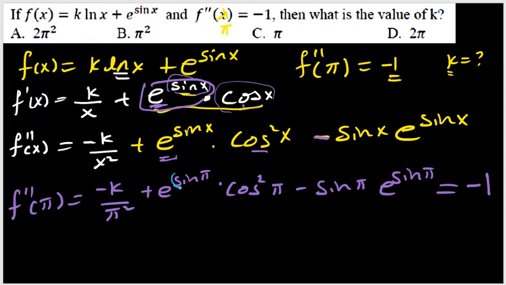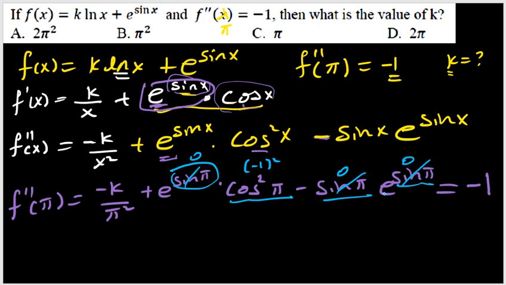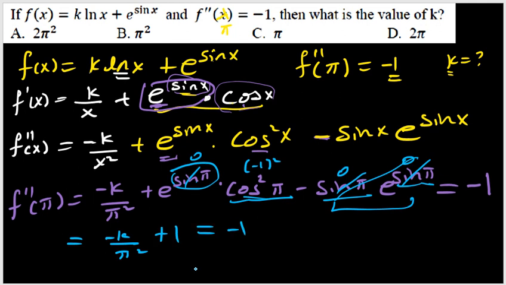So what is sine pi? You know, it's 0. Cosine pi is negative 1, but negative 1 square will be 1. So this is also 0. You can ignore this part. This is also 0. But you know, 0 times anything will be 0. So this part we can forget. So what remains here? Negative k over pi square. E the power of 0 means it's 1. Here also 1. So 1 times 1 will be just plus 1 remaining, which is equal to negative 1.